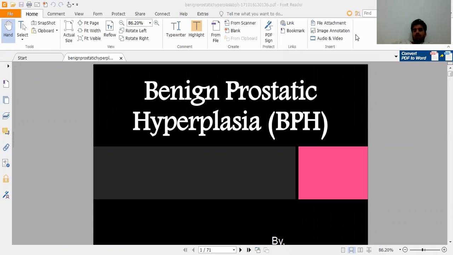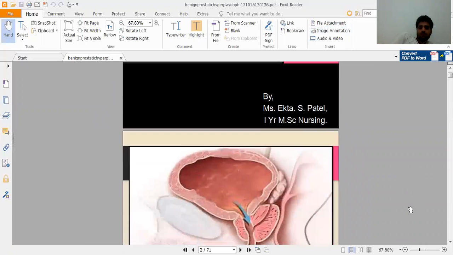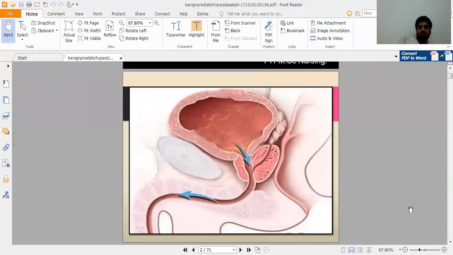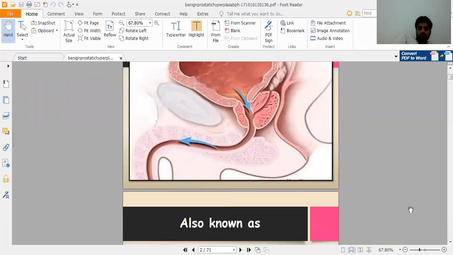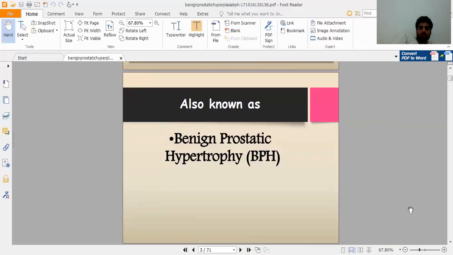In previous classes we discussed prostate carcinoma. In today's class, we will discuss benign prostate hyperplasia, means BPH. What is BPH? In this picture, as you can see the enlargement of the prostate gland, also known as benign prostate hypertrophy.